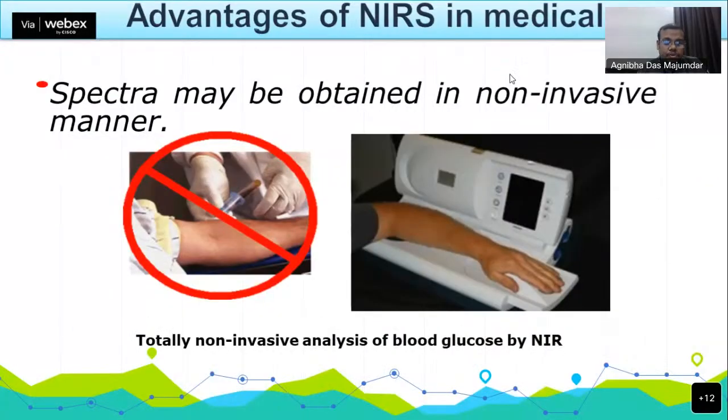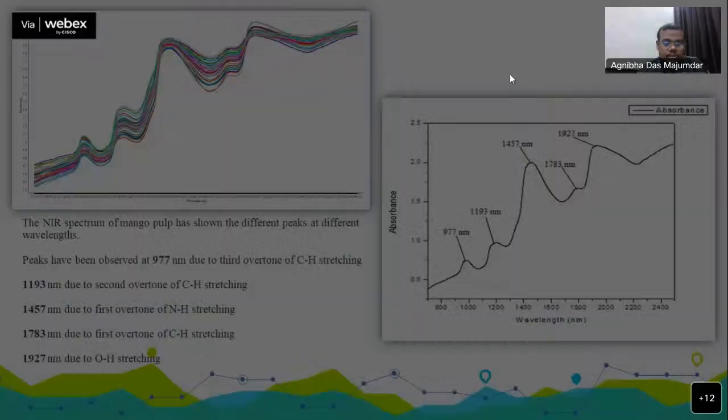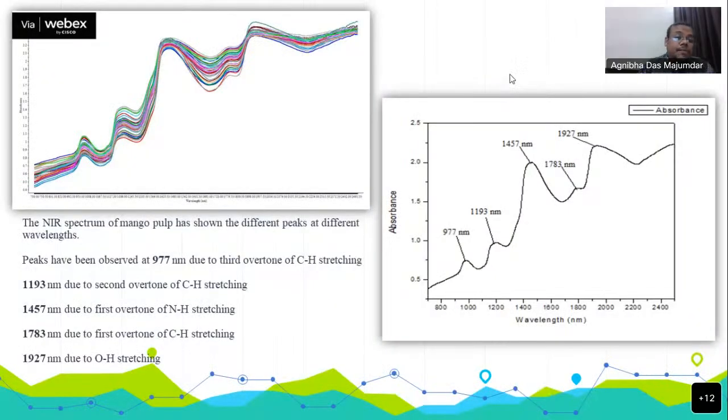Let me show you. This is my research result only. This is a spectra. This is a raw spectra on the very left. This is a raw spectra of 50 samples. So I have taken 50 samples for the analysis. This is a raw spectra of the 50 samples where there are different peaks.